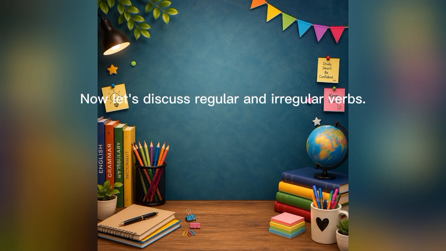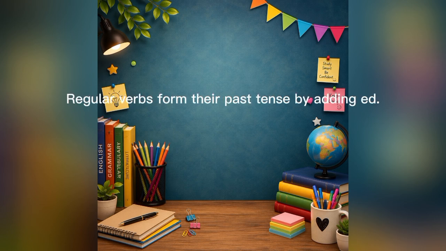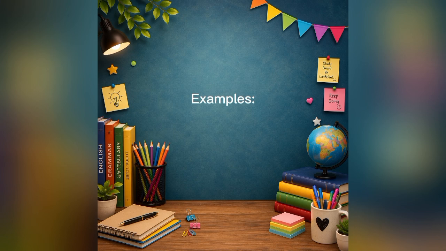Now let's discuss regular and irregular verbs. Regular verbs form their past tense by adding ed. Examples, walk becomes walked. Play becomes played. Jump becomes jumped. Listen to these sentences. I walked home yesterday. She played football. We jumped over the fence.